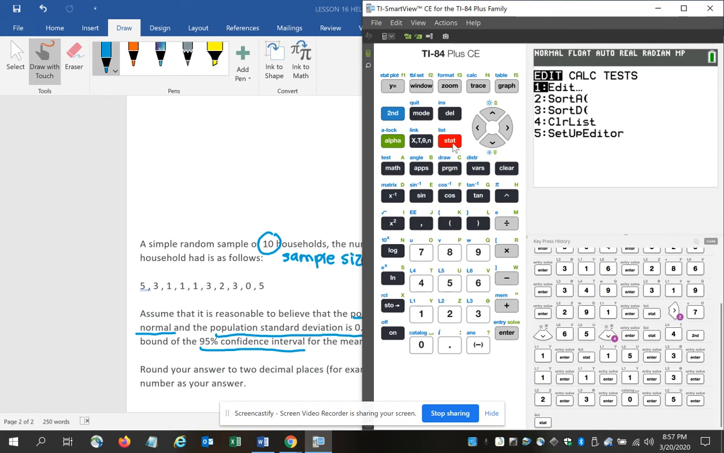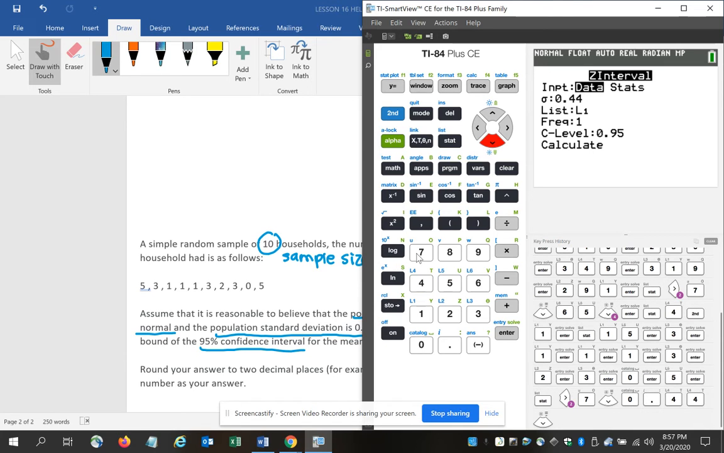So we go Stat, arrow to the right 2 times, highlighting the word test. I want option 7, which is a Z interval. Again, I've entered my data. I need to enter my standard deviation, which was 0.44. My data is again in list 1. Frequency defaults to 1. The confidence interval we want is 95%. And I'm going to calculate.